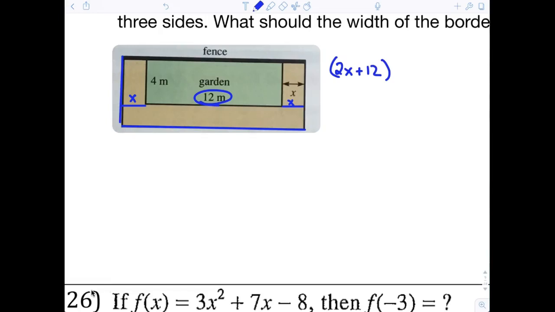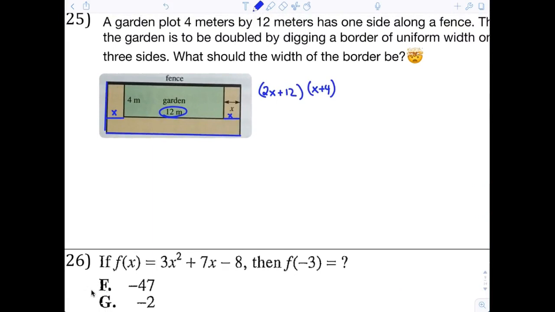Charlotte? 4 plus x. Yeah, 4 plus x. There weren't 2 x's involved this time. That's why I'm saying every problem can be a little bit different. Instead of 4 plus x, we'll just call it x plus 4. Now, somebody's got to tell me what that area is going to be.